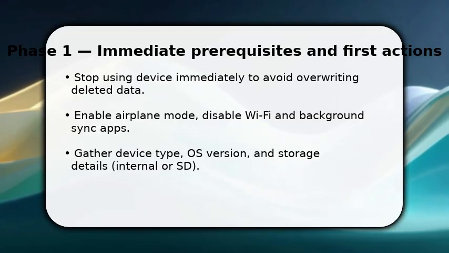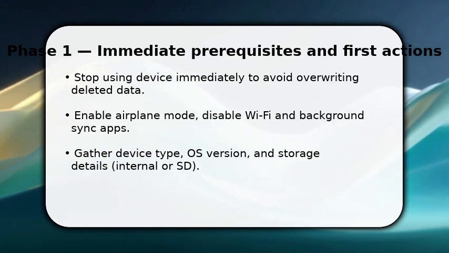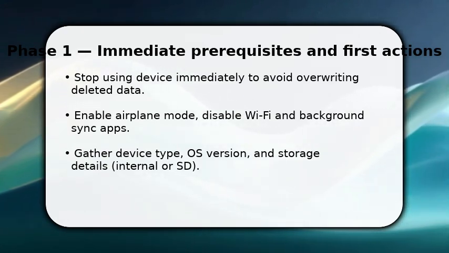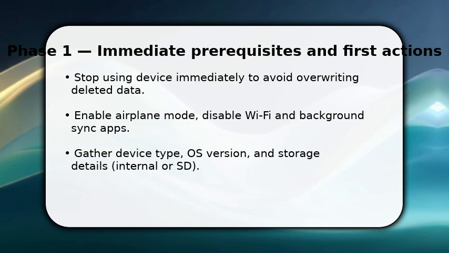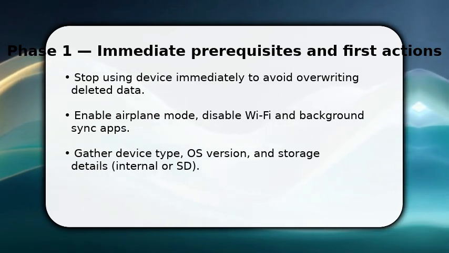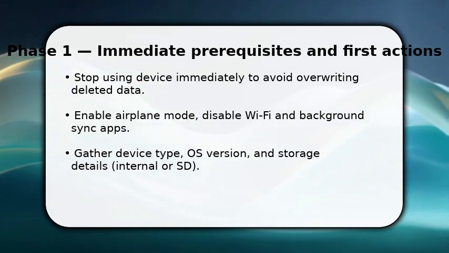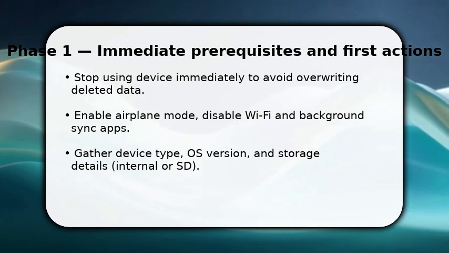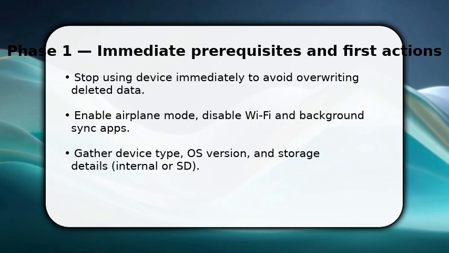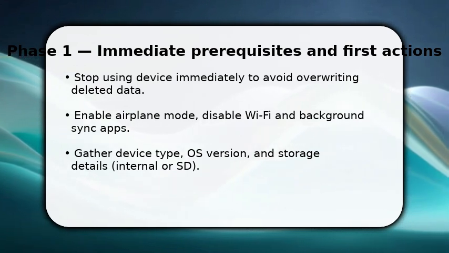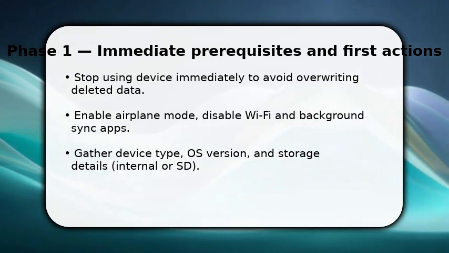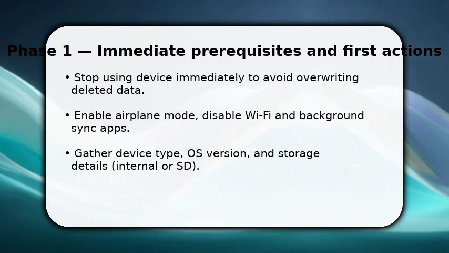You begin by minimizing writes to the storage. Stop using the phone or drive right now. Once done, enable airplane mode and disable backups so the deleted files aren't overwritten. Make sure you know the device type, OS version, and whether photos lived on internal storage or an SD card. This determines the recovery tools and approach.